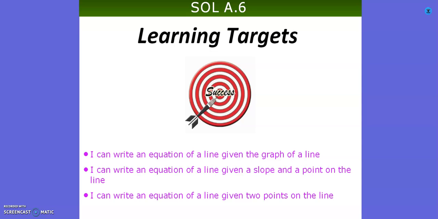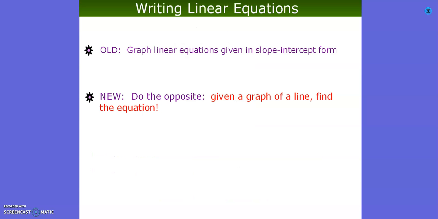Today we're going to look at writing linear equations in all different forms, and we're going to go ahead and start with slope-intercept form. Before we would graph linear equations given slope-intercept form, and now we're going to do the opposite. We're going to have a graph given to us, and then we're going to find the equation.